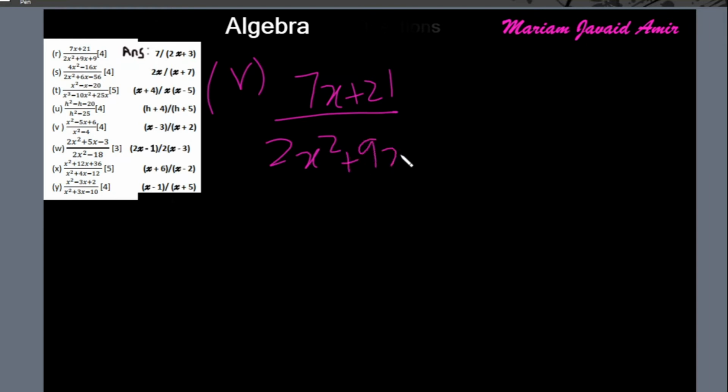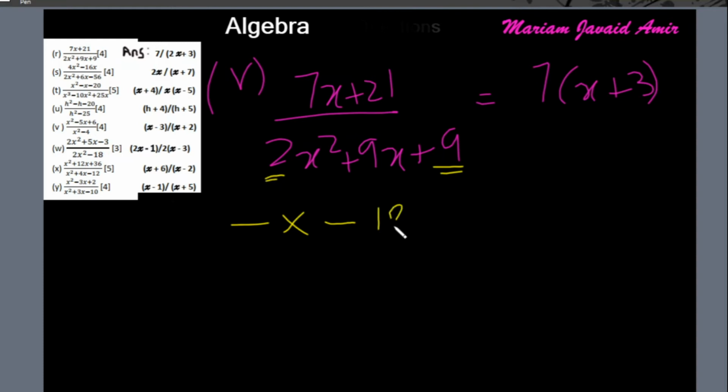Next up is part R, which is 7x plus 21 over 2x square plus 9x plus 9. So factorize the numerator, we're left with 7 bracket x plus 3. Next factorize the denominator, I'll do that separately here. I'm looking for two numbers which when multiplied should give me plus 9 times 2, 18, and which when added should give me plus 9, the coefficient of x.